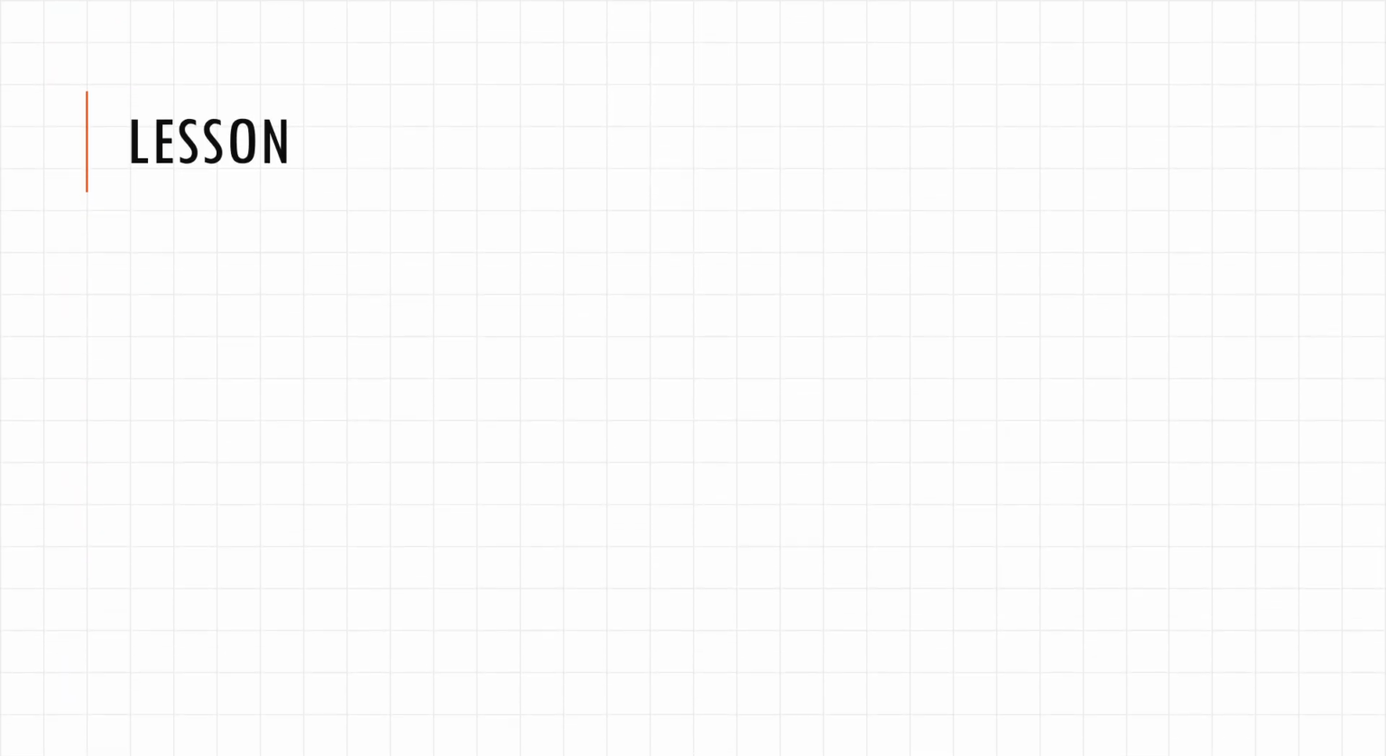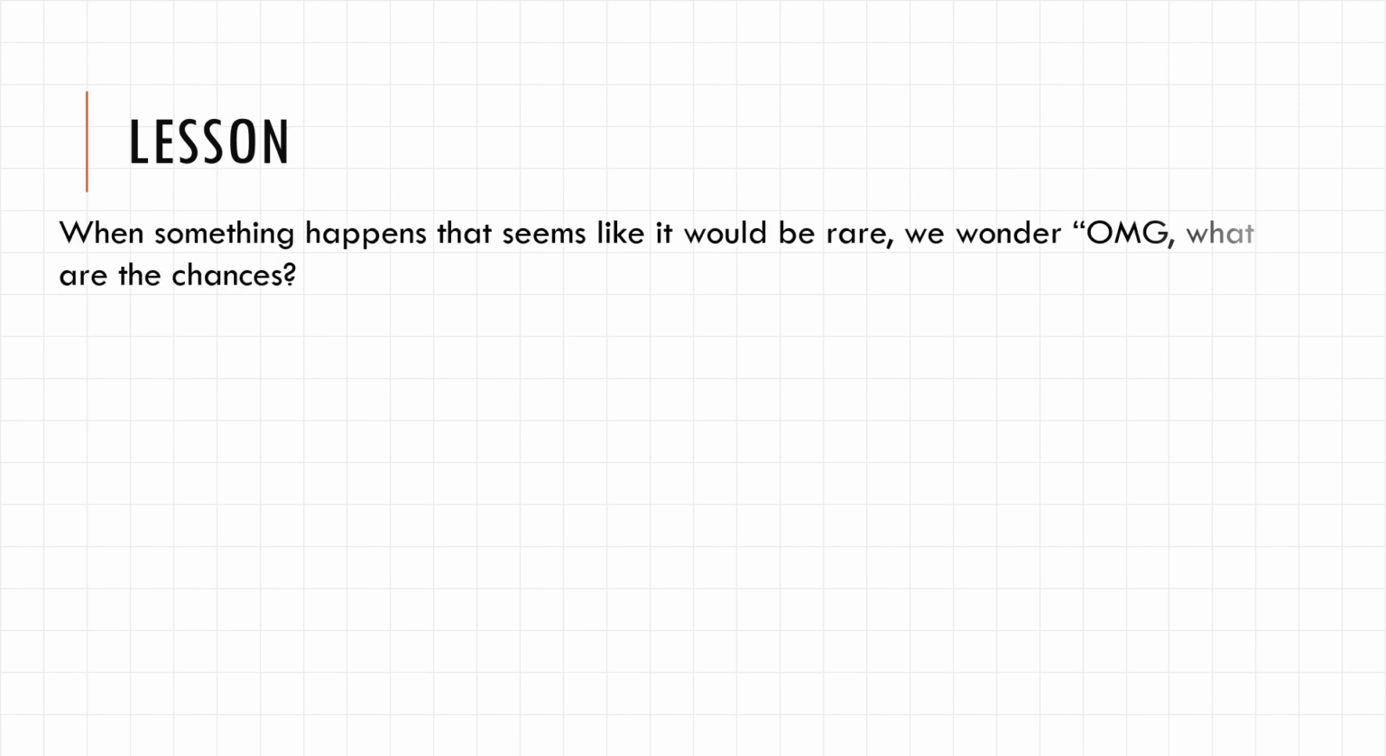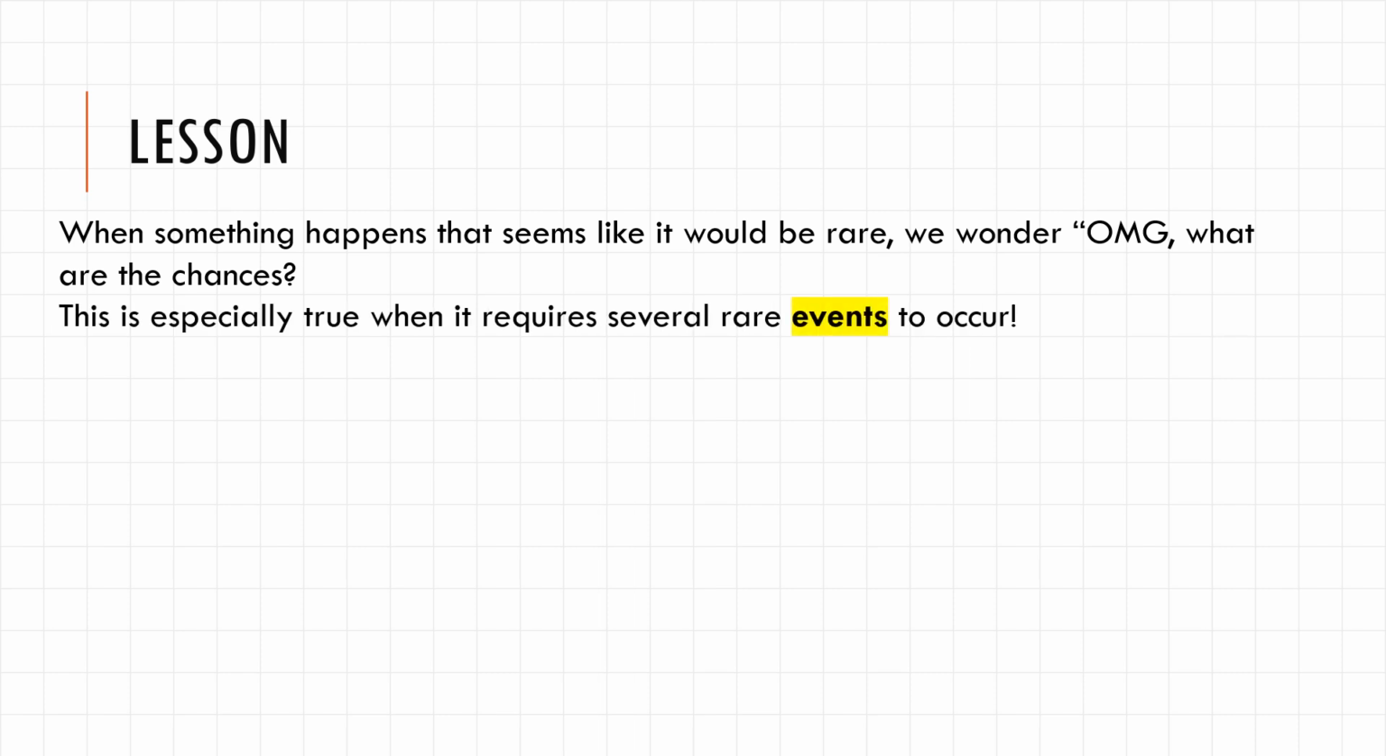So in today's lesson, we're going to be learning about probability in this way. When something happens that seems like it would be really rare, one of the questions that we ask ourselves very, very often is, oh my God, what were the chances of that? This must seem so unlikely. And this is especially true when in order for this thing to happen, several really rare events had to occur. When I was in high school, I had a teacher who had 7 children, all boys. And we were asking ourselves, oh my God, what is the chances of having 7 kids and no girls?